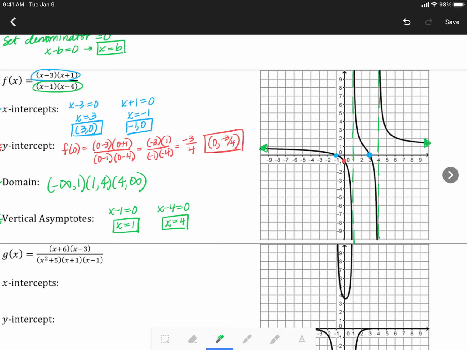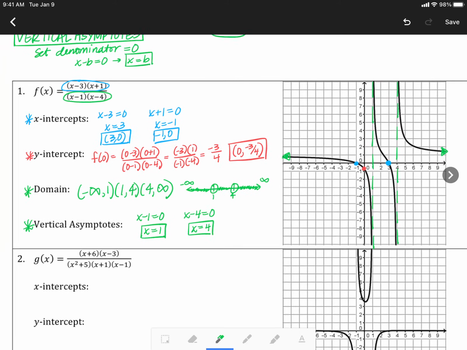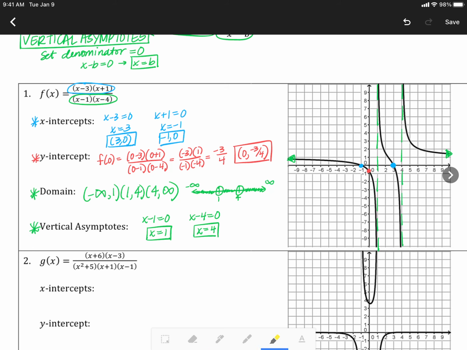I like to think of this almost as a number line. My number line goes from negative infinity to positive infinity, but my vertical asymptotes right here at 1 and 4 tell me that the graph is open here at 1 and open here at 4, but it's filled in everywhere else. Everywhere else works except for 1 and 4. So that kind of matches how I think about my domain. Negative infinity up to 1, in between 1 and 4, and then 4 to infinity.